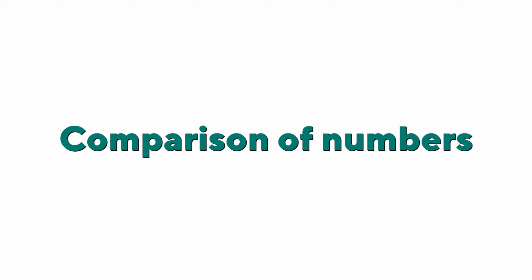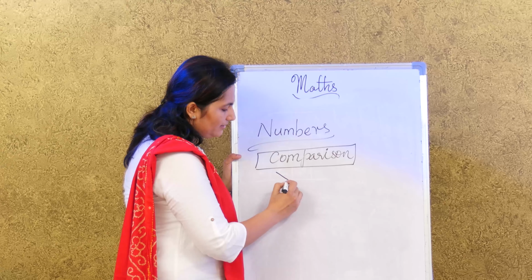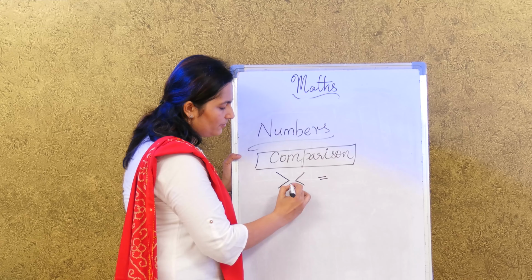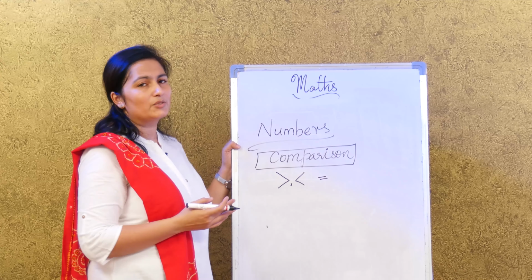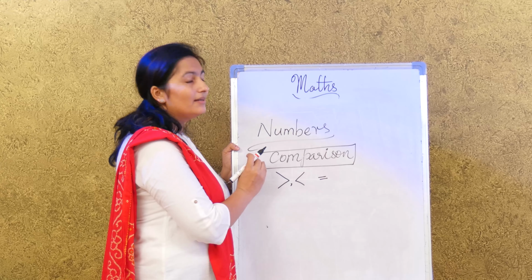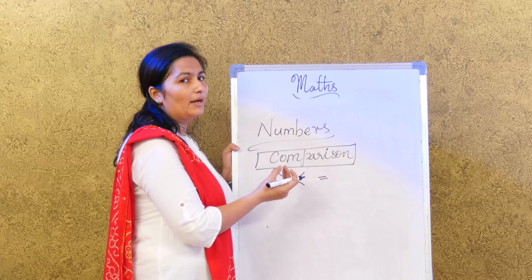Comparison of numbers. How do we compare numbers? We are going to use the symbols to compare numbers. Very easy. Greater than, lesser than and equal to. These are the three symbols that we are going to use to compare numbers.